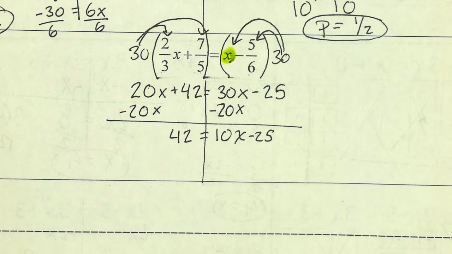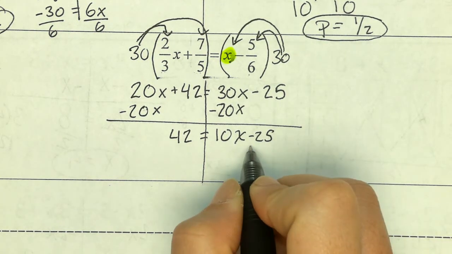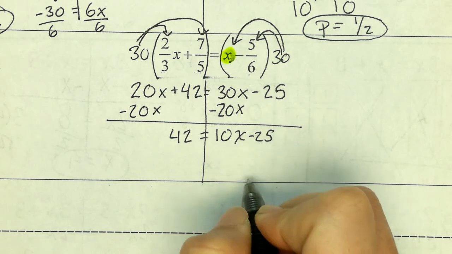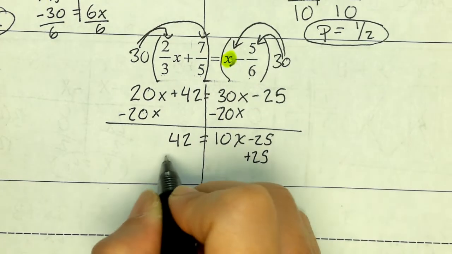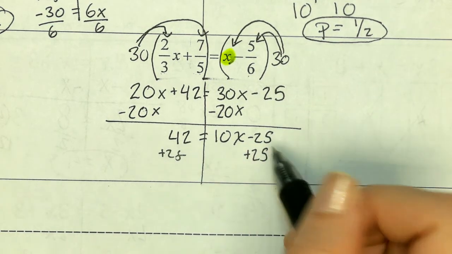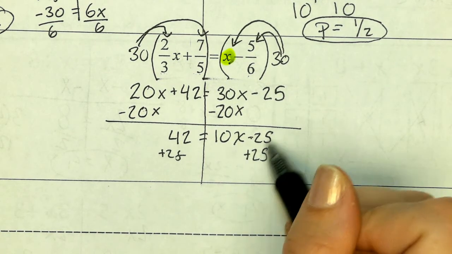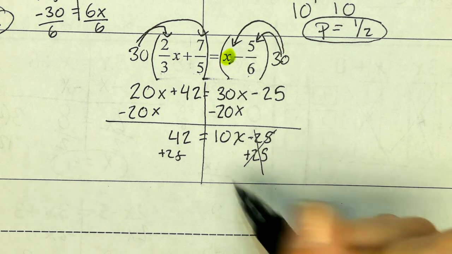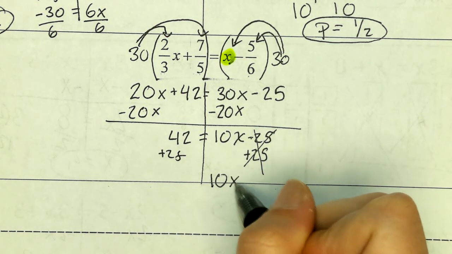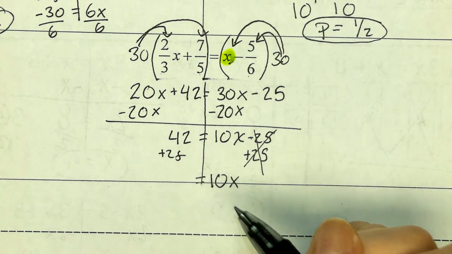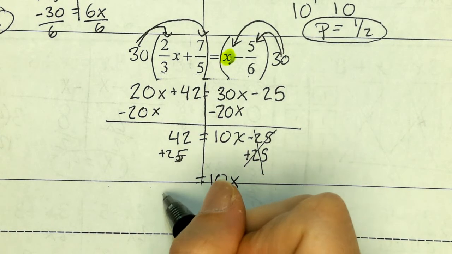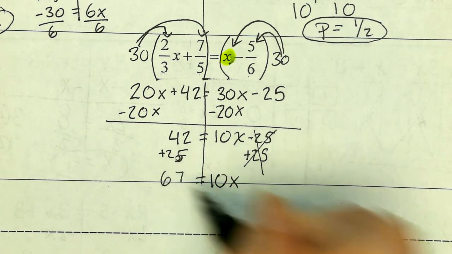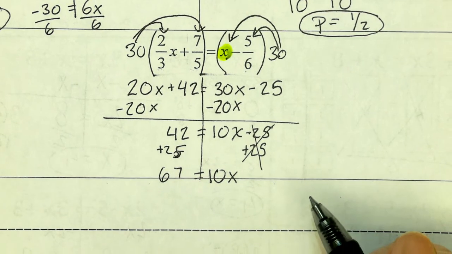Vera, what should I do next? You should add 25. Good. Add 25 to both sides. Negative 25 plus 25 cancels. That's 0. So we have 10x plus 0, or just 10x. Sorry, that's a bad 5. 42 plus 25 is 67. Good. And what's our last step?